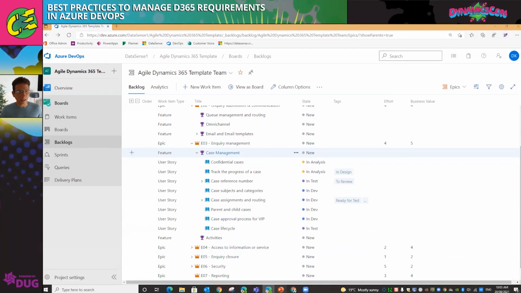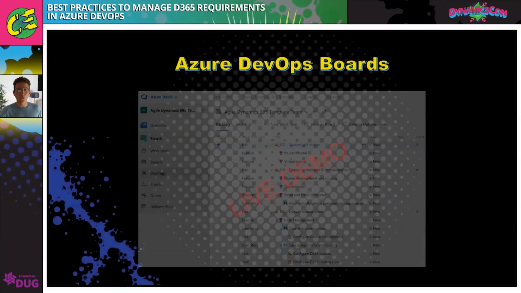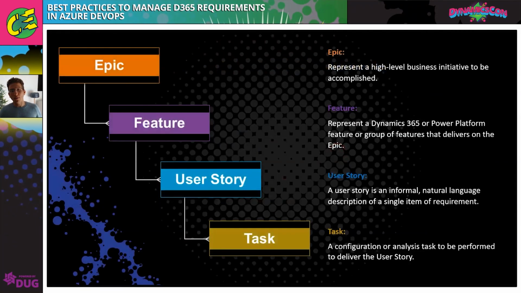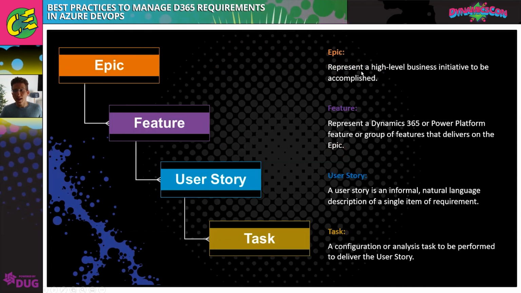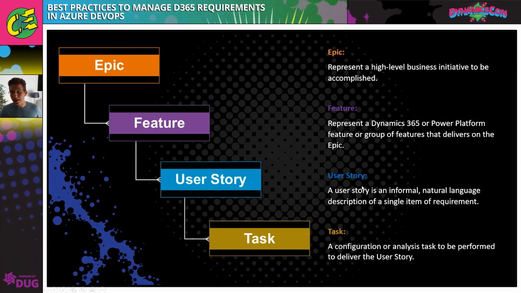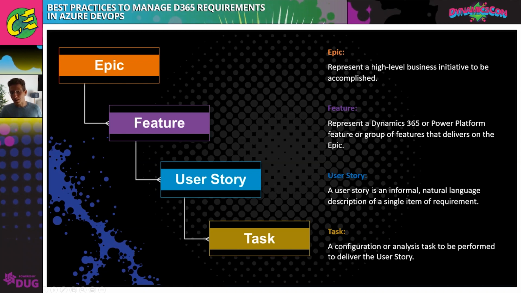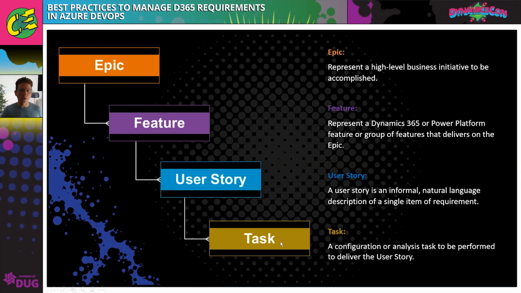All right, let's go back quickly to the slide deck. So what I will do now is continue. I showed you the live demo, and I covered briefly how I have my epic, feature, user stories, and task even. As I said, the epic is the high level business initiative. The feature is the group of features in Dynamics or the Power Platform to deliver that epic. The user story is an informal natural language description of a single line of requirements, and then you have tasks underneath. You can even create bugs as well. But here, how I structure my requirements, the task would be a configuration or an analysis task to perform to deliver the user story, right?